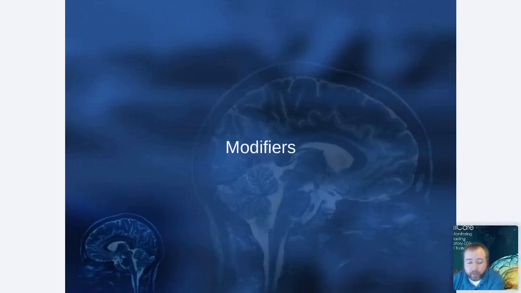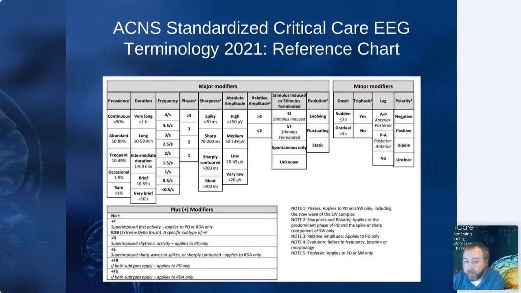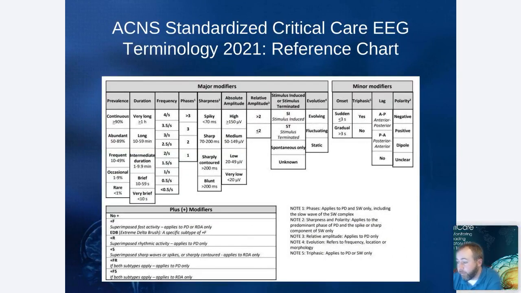All right, so now we're going to get into the modifiers. This has its own page, basically. You have major modifiers, minor modifiers, and then the plus modifiers. These are all things that you should mention when you're describing either RDA, periodic discharges, or spike and wave.